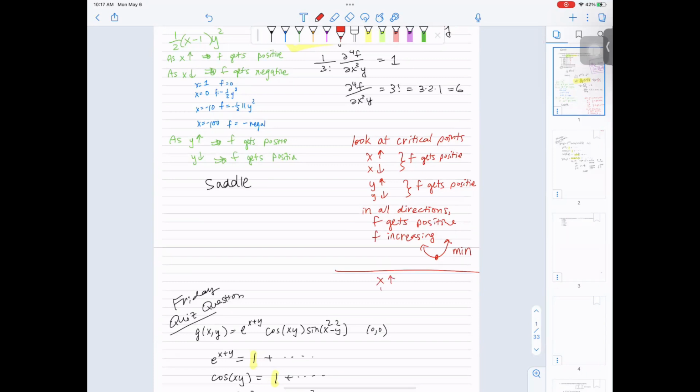If as x increases and decreases, f gets negative, and the same thing happens for y, f gets negative. Well, from all sides, if your values keep decreasing and decreasing, that looks like a maximum.